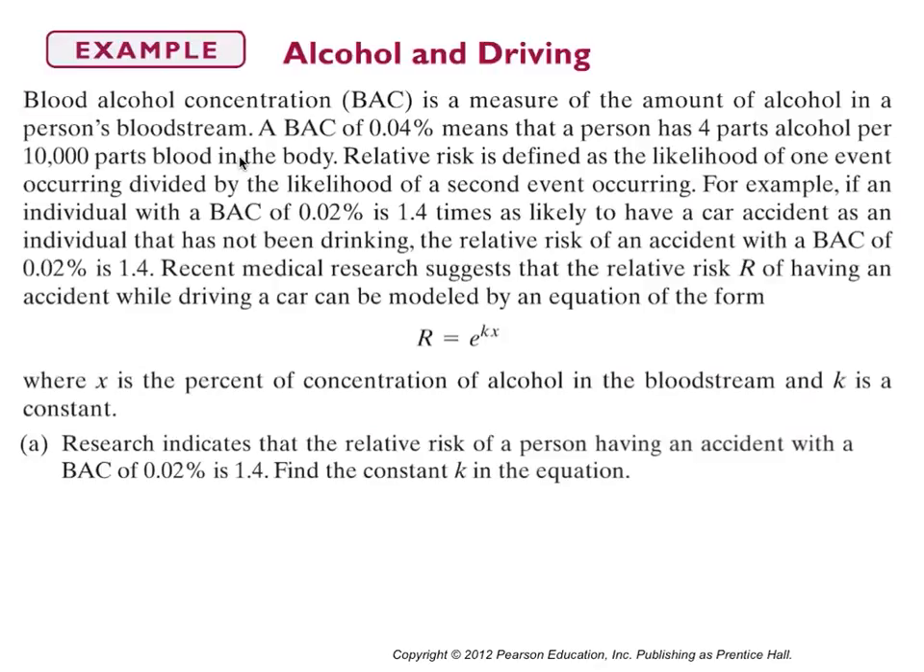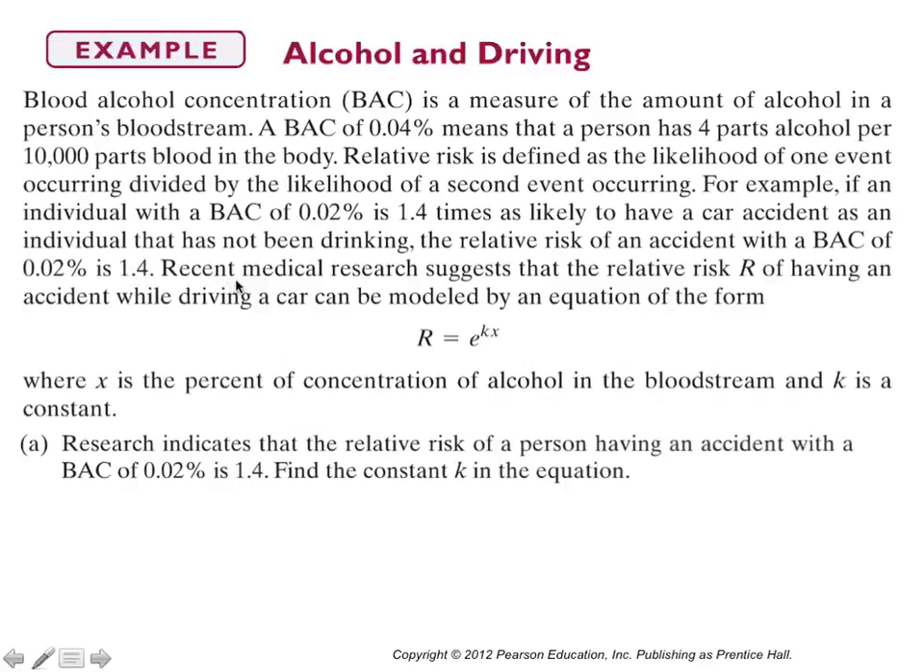So blood alcohol concentration is a measure of the amount of alcohol in a person's bloodstream. A BAC of 0.04% means that a person has 4 parts of alcohol per 10,000 parts of blood in the body. Relative risk is defined as the likelihood of one event occurring divided by the likelihood of a second event occurring. So for an example, if an individual with a BAC of 0.02% is 1.4 times as likely to have a car accident as an individual that hasn't been drinking, the relative risk is going to be 1.4, not 1.4%.